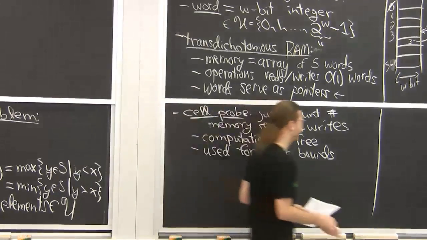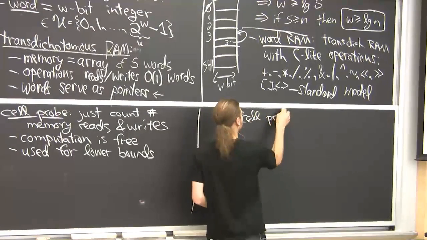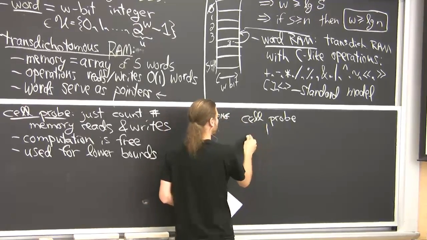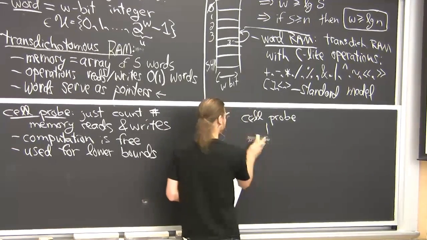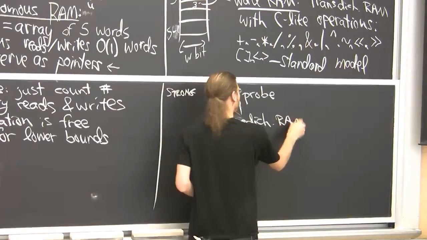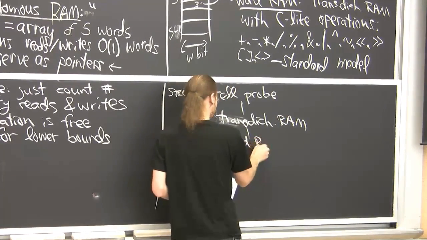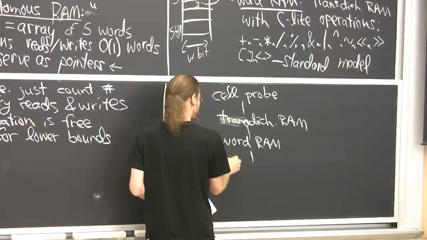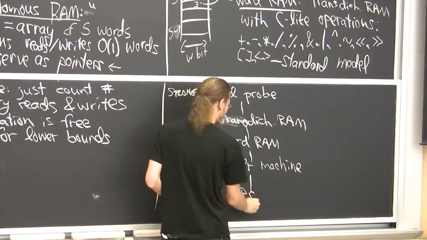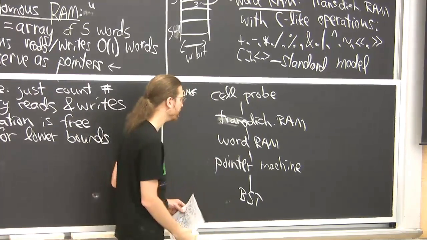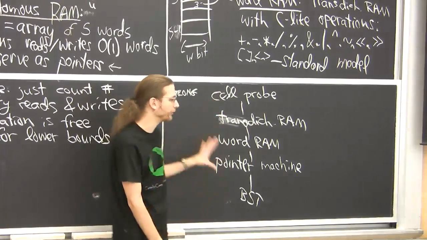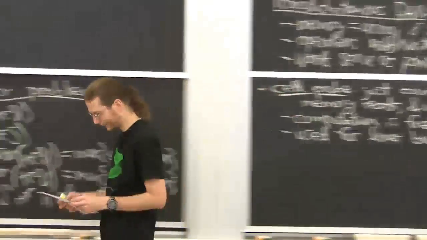In general, we have this sort of hierarchy of models where this is the most powerful, strongest. And below cell probe, we have word RAM, or sorry, transdichotomous RAM. Then word RAM. Then just to fit it in context, what we've been doing, below that is pointer machine. And below that would be binary search tree. Mentioned before, pointer machine is more powerful than binary search tree. And of course, we can implement a pointer machine on a word RAM. So we have these relations. There are, of course, other models, but this is a quick picture of models we've seen so far.